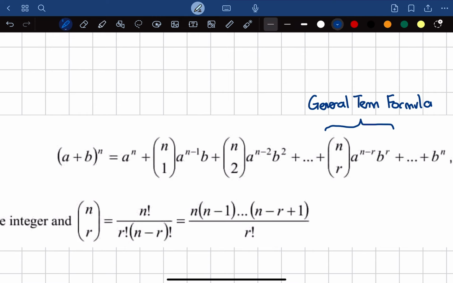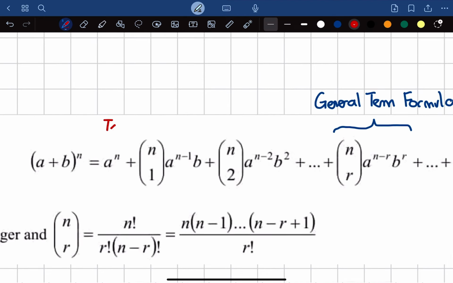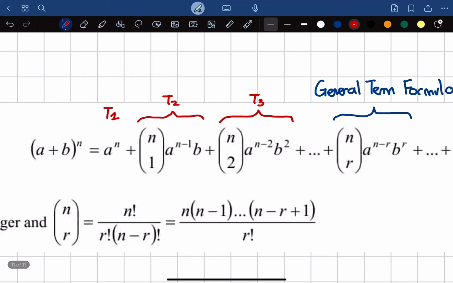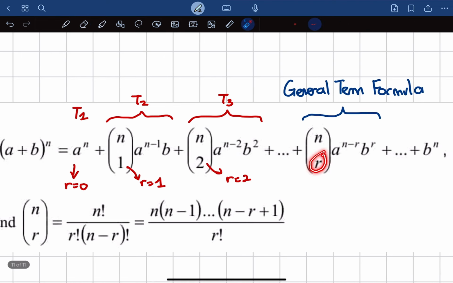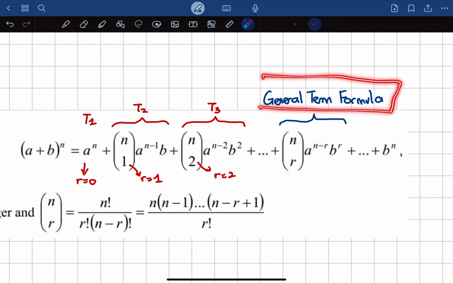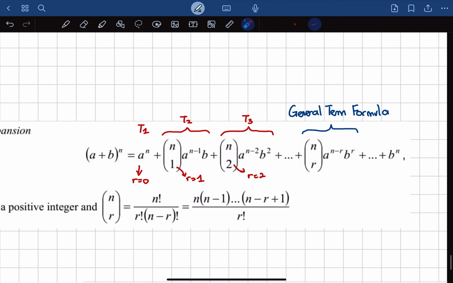And what is this r? r actually represents the position of your terms. So for example, let's say this is term 1, term 2. Okay, maybe make it clearer. This whole thing here is term 2. This whole thing here is term 3. So my r position starts from 0. So in this case over here, when term 1, r is equal to 0. Term 2, r is equal to 1. Term 3, r equals 2. So in general, r represents the position of the terms. And this is the general term formula, which is very important. And this will help us solve questions that require us to find specific terms, coefficients, or unknown values.